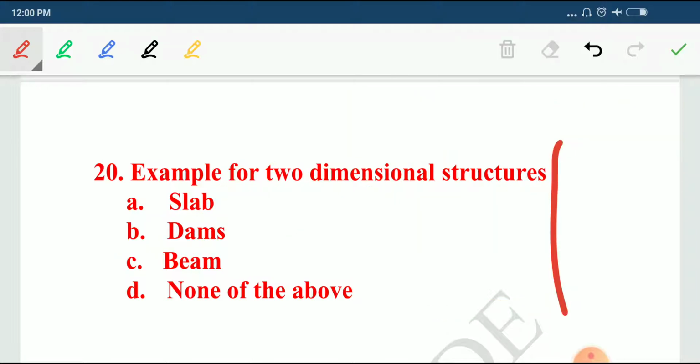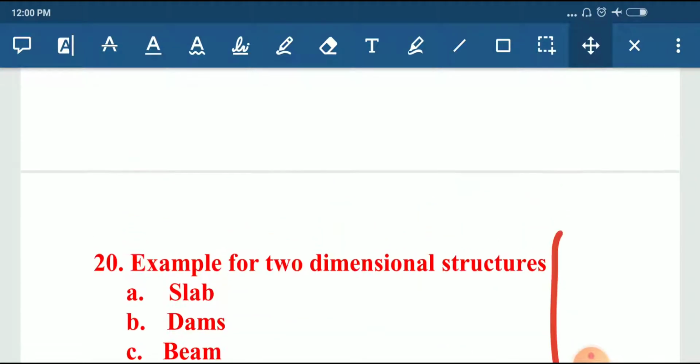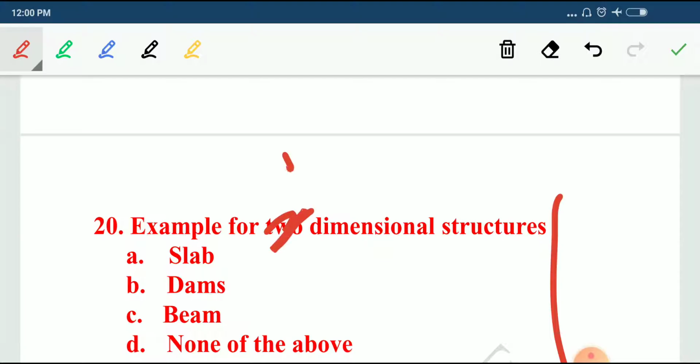Again, you can give an example: footing is also an example for this one. So this is not one-dimensional, this is three-dimensional. So the answer for this question will be B is the correct answer.